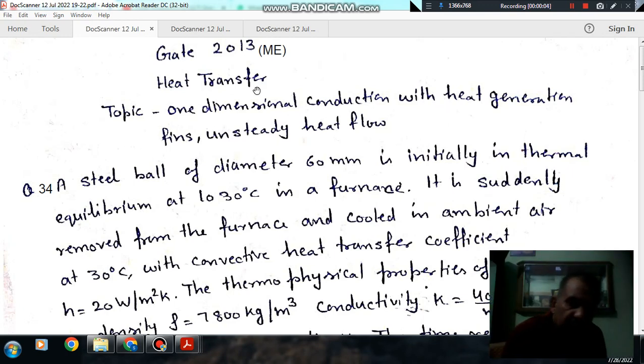Hello, welcome again. We are solving some questions of heat transfer. The topic is one-dimensional conduction with heat generation, pins, and unsteady heat flow.